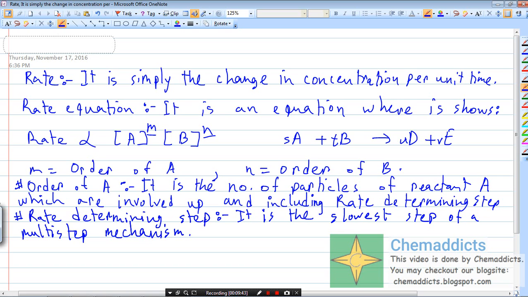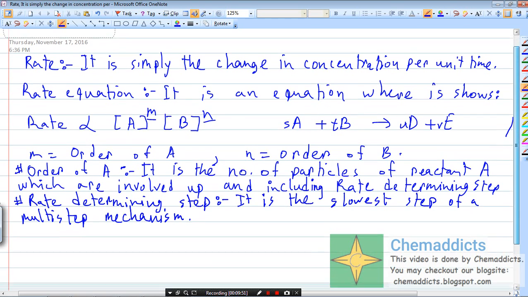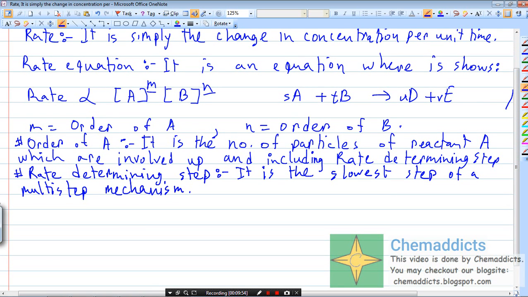Rate equation, fine. Rate is proportional to this. We can modify this rate equation: rate is equal to k, [A] to the power m, multiplied by [B] to the power n, where k is the rate constant. Here we have removed the proportional sign and introduced an equal sign.